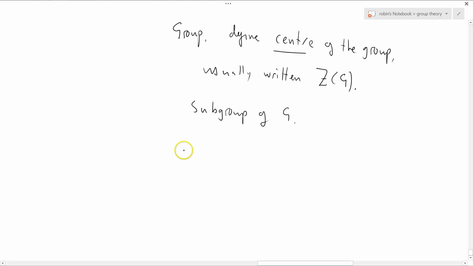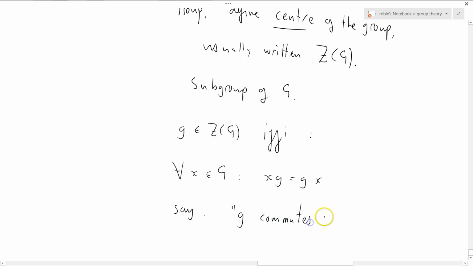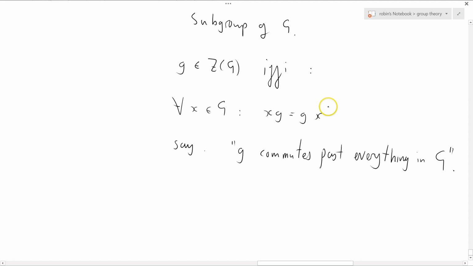So what is this? Well, g is in the center of G if and only if the following condition is met. For all x in the group, xg equals gx. So we say that g commutes past everything in the group. That's how you express it. That's what it is.